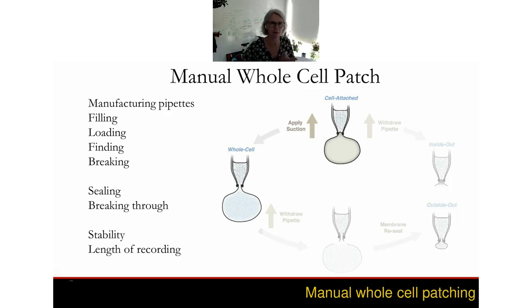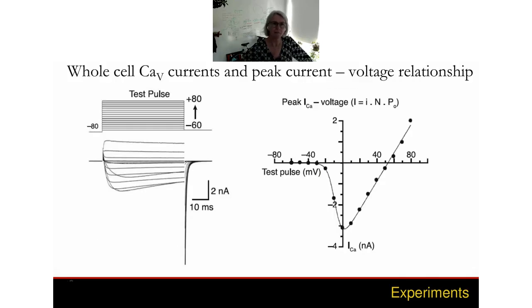But of course, that means manufacturing pipettes, filling the pipettes, loading the pipettes, finding the pipettes in the microscope, and very often breaking them. And then if one can get the tip of the pipette onto the surface of the cell, then forming a gigaseal and then breaking through to form a whole-cell recording if one is doing whole-cell recording. And of course, what really matters in a teaching setting and in every setting is, how stable is the recording, and that's going to determine the length of the recording that one is going to be able to achieve.